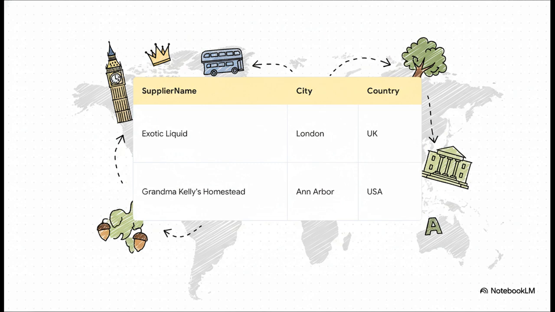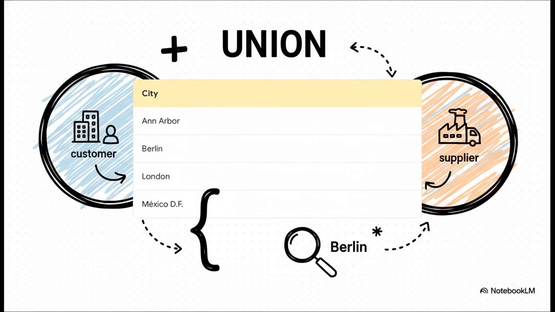Let's combine them. So when we run a union on the city column from both of those tables, this is what we get. A single, clean, alphabetized list of every unique city where we have either a customer or a supplier. And notice, if Berlin had been in both tables, it would only show up once here. That's the magic of Union. It does the deduping for you.